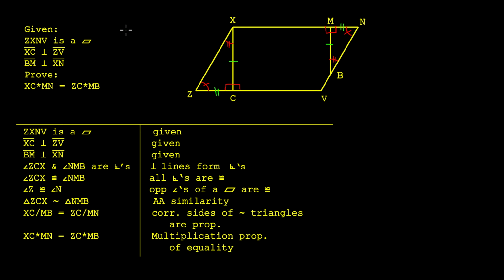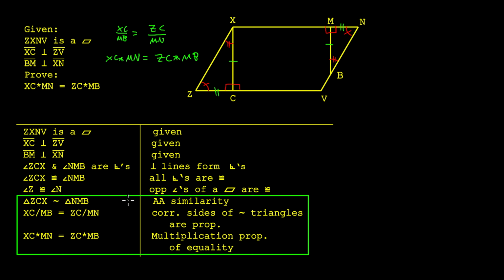Now let's take a second and do a little bit of math. So XC over MB equals ZC over MN. Now we're going to rearrange the proportion. We're going to bring this up and that up, and therefore XC times MN equals ZC times MB. And you will notice here XC times MN is exactly the same as this, and then ZC times MB is exactly the same as that. And the reason for that is the multiplication property of equality.